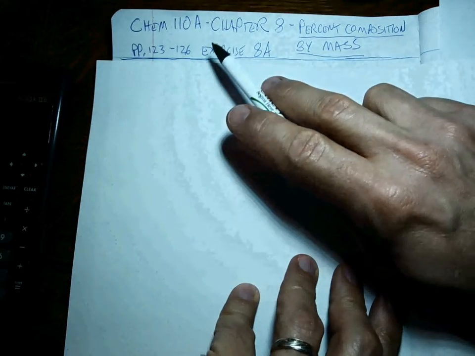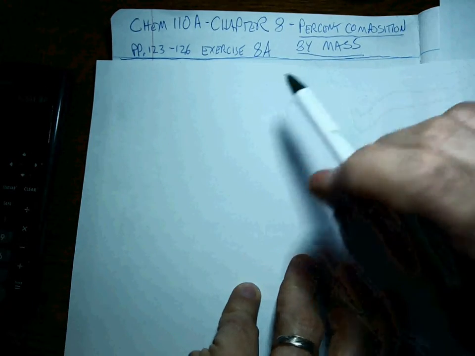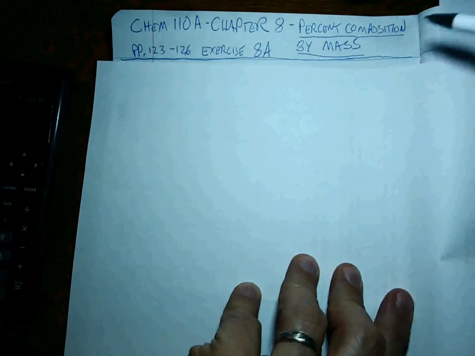Back at it. Chem 110A, Chapter 8. This is percent composition by mass for compounds. Pages 123 through 126, exercise 8A.